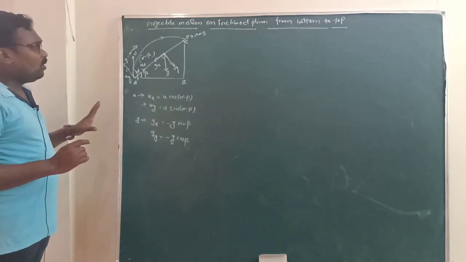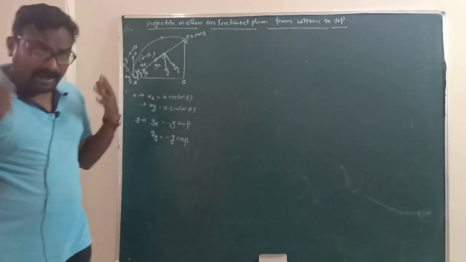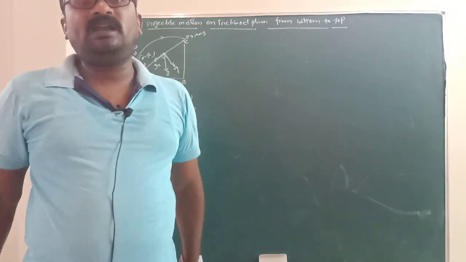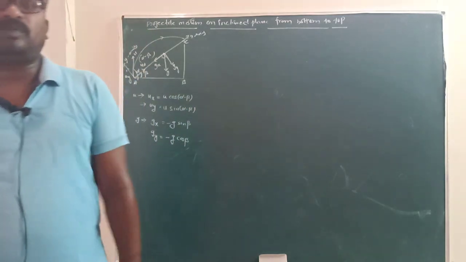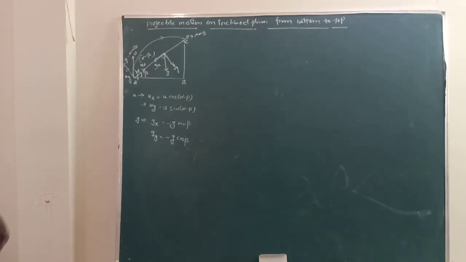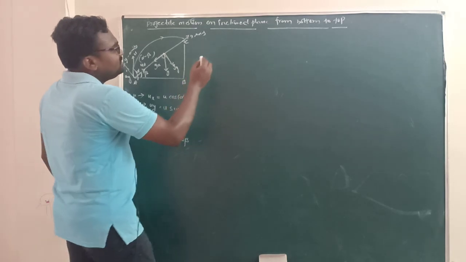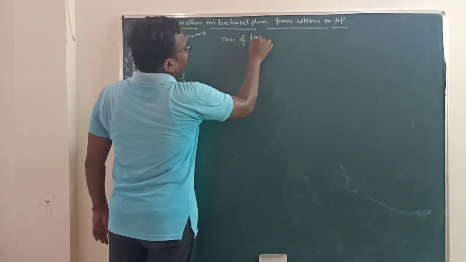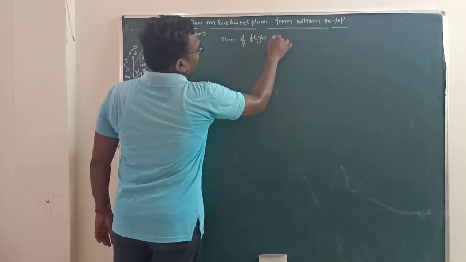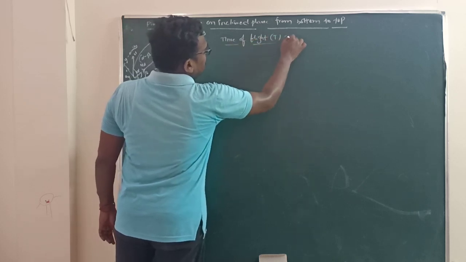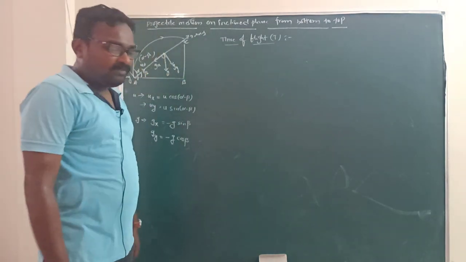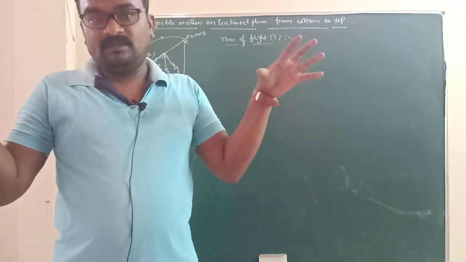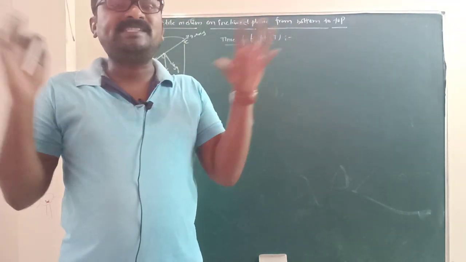What is the time of flight, what is the maximum height, what is the range of the projectile, and what is the condition for the range of the projectile? Next we are going to the time of flight, capital T. What is the time of flight? It is how much time the projectile is in flight.